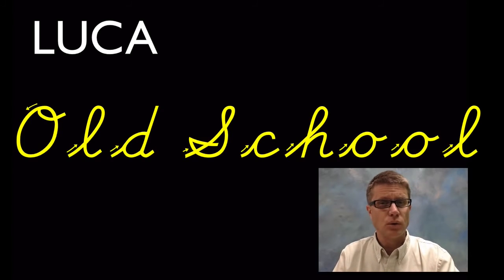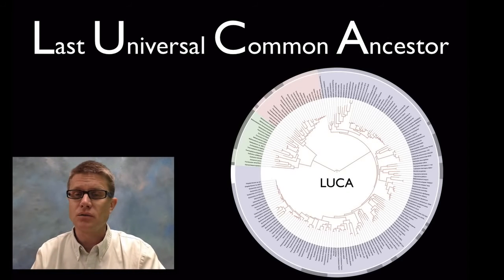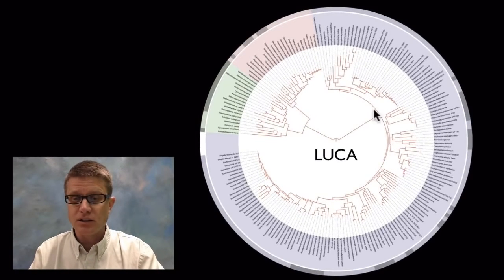ATP is old school. What does that mean? It's been around from the beginning of time. It was used by Luca. Luca, remember, is the last universal common ancestor. In other words, that is the ancestor of all cells on our planet. And so this is a phylogenetic tree of all life on our planet. We would have us, eukaryotes over here, we have archaea, and then all of this is bacteria.